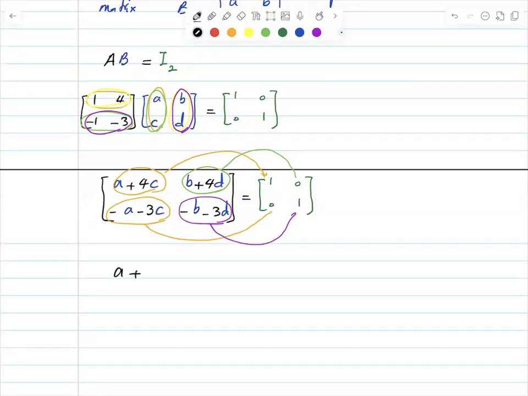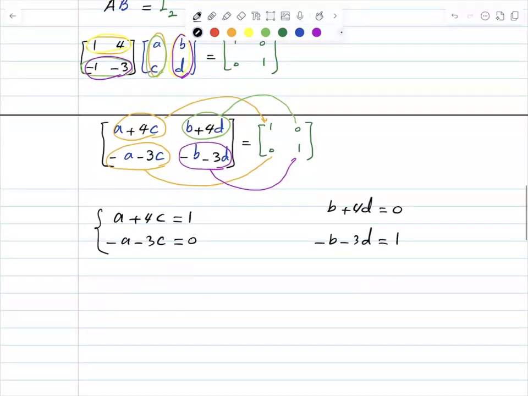You have A plus 4C equals to 1. Then you have negative A minus 3C equals to 0. You also have B plus 4D equal to 0. Negative B minus 3D is equal to 1. So you have two equations in two variables that you can easily solve. Here C is equal to 1. So if you plug in, for example, in the first equation, A is 1 minus 4, which is negative 3.